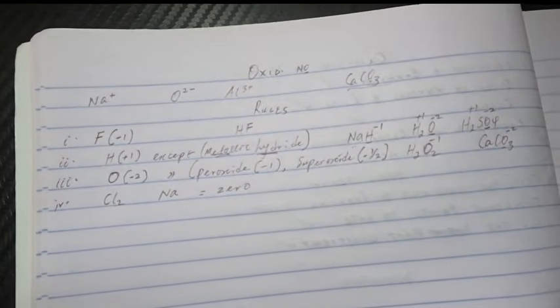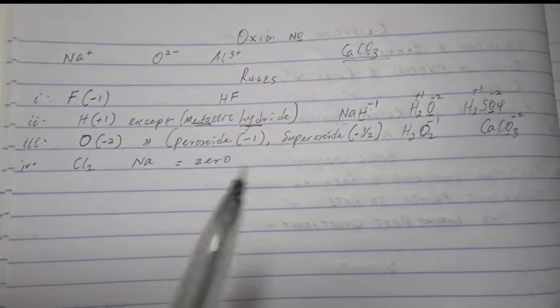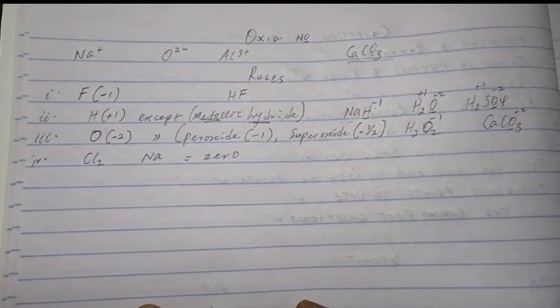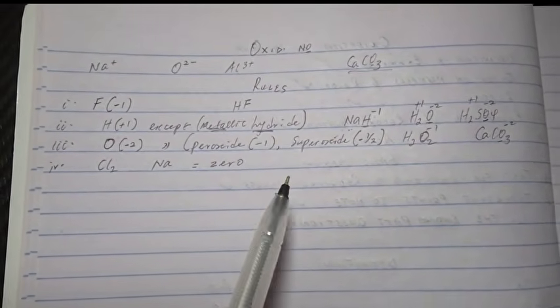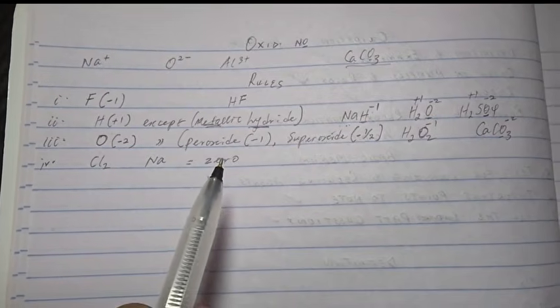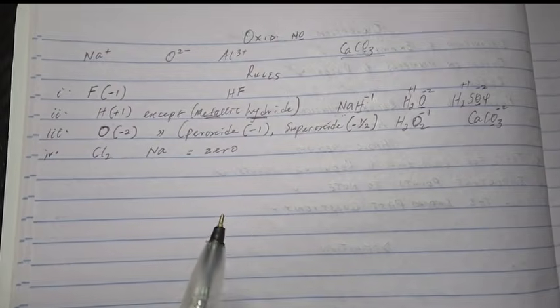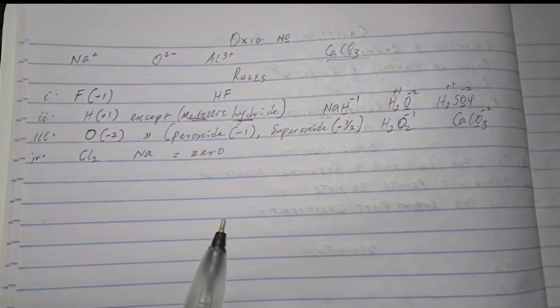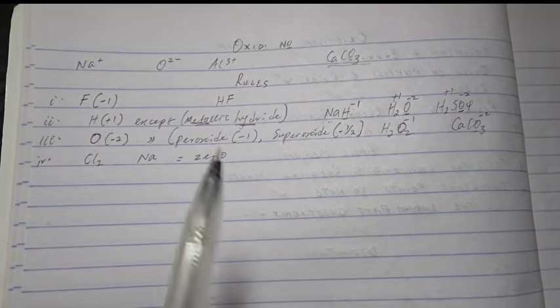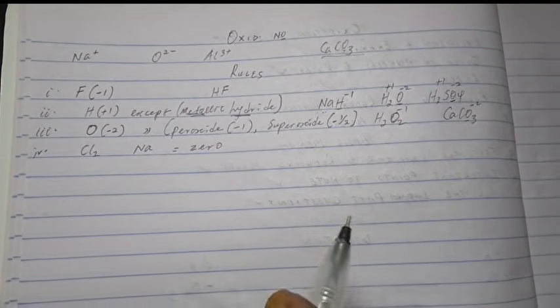For elements on their own, the oxidation state is usually 0. You will see how useful this is. It will help us to do some calculations, and it will also help you when they give you a list of reactions, as we start solving past questions, and ask which of the following is not a redox reaction. When you know these rules, you will be able to determine that.